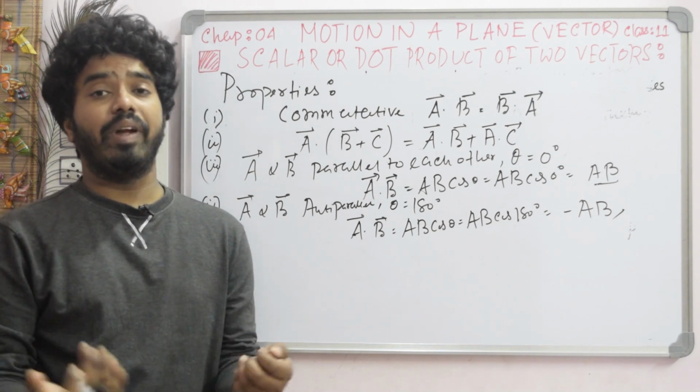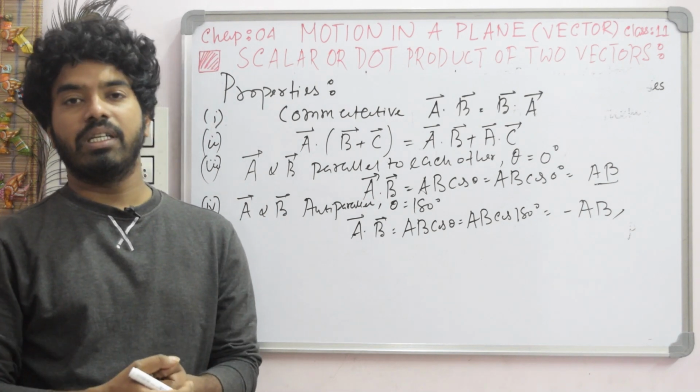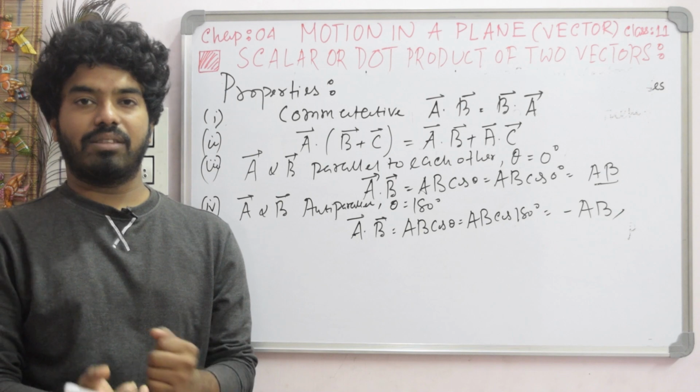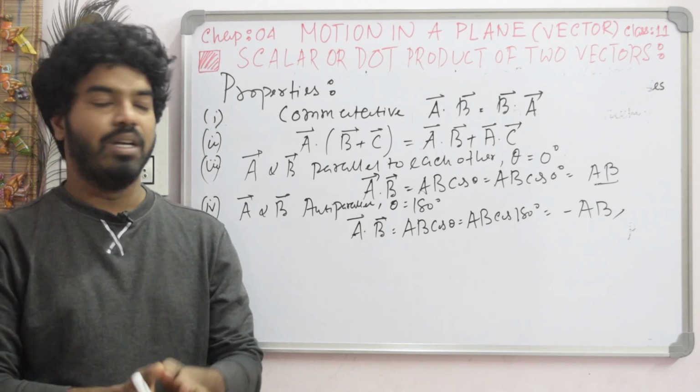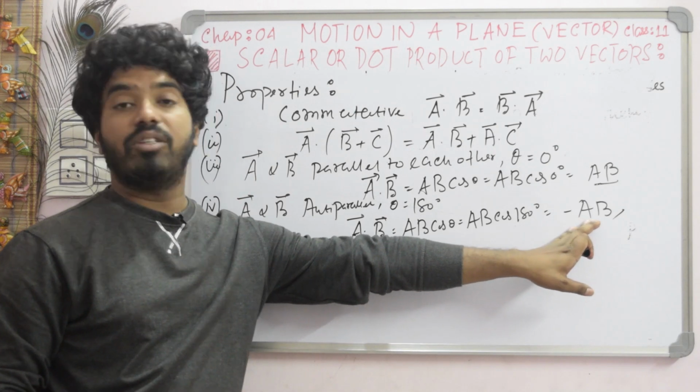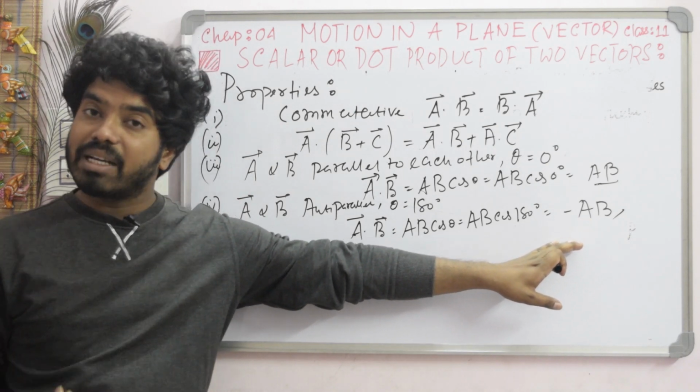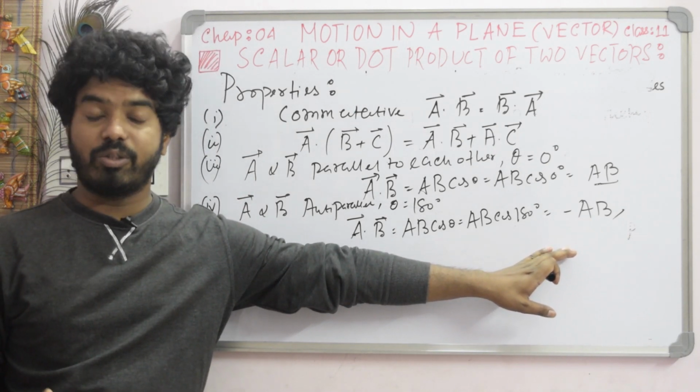So, when two vectors are anti-parallel to each other, that is, the angle between the two vectors is 180 degrees, in that condition the dot product of the two vectors gives the negative of the product of the magnitudes of the two vectors. This is the minimum value of the dot product.